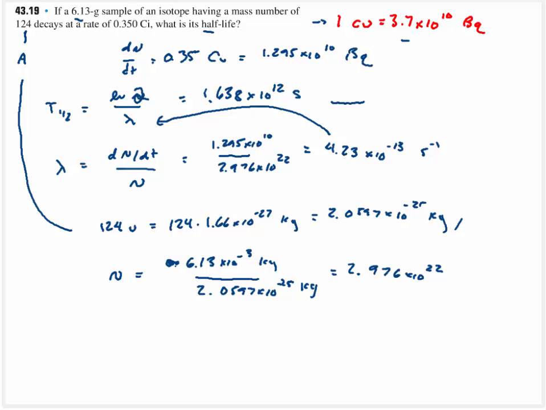Let's go ahead and convert this, because that's a pretty nasty, ugly number. We know that there are 3,600 seconds in 1 hour, 24 hours in 1 day, and 365 days in 1 year. And this is going to work itself out to be about 5.1959 times 10 to the 4th years.